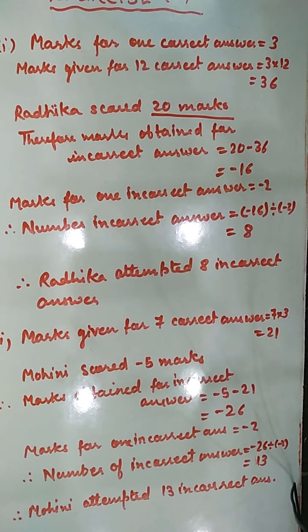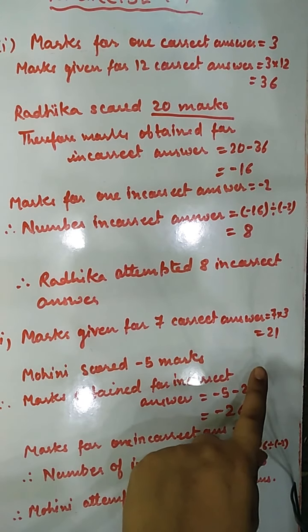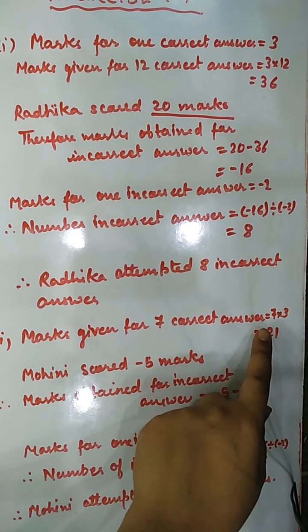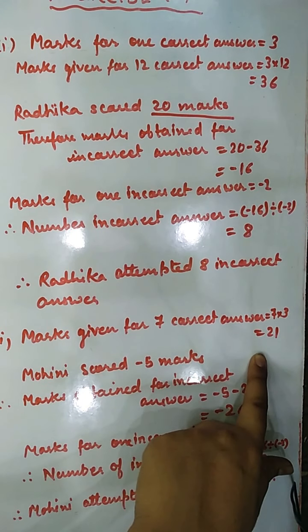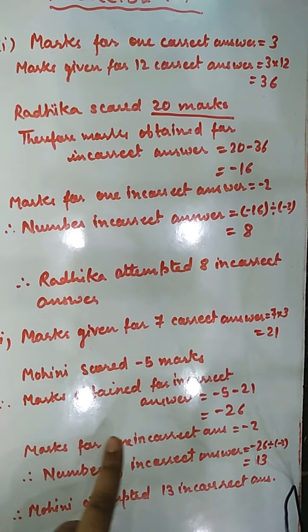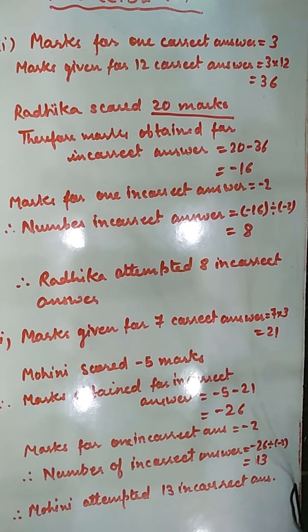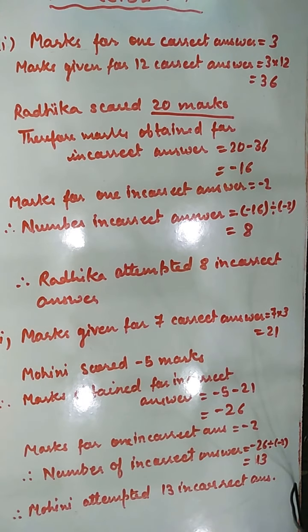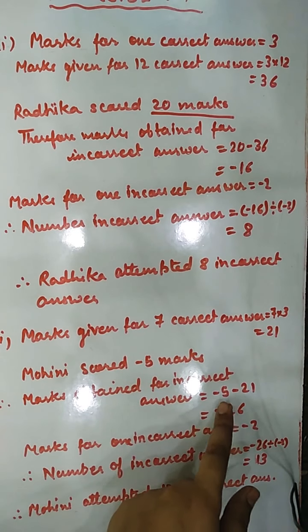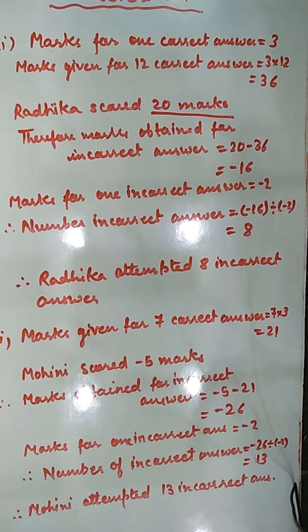Again, I am going to tell you that for each correct answer the marks was 3. Therefore, she has attempted 7 correct answers. It means she scored 21. But at the end she has scored minus 5 marks. It means how many more marks she has been deducted, so that the answer minus 5 is coming. So you need to add that minus 5 minus 21, that is minus 26.